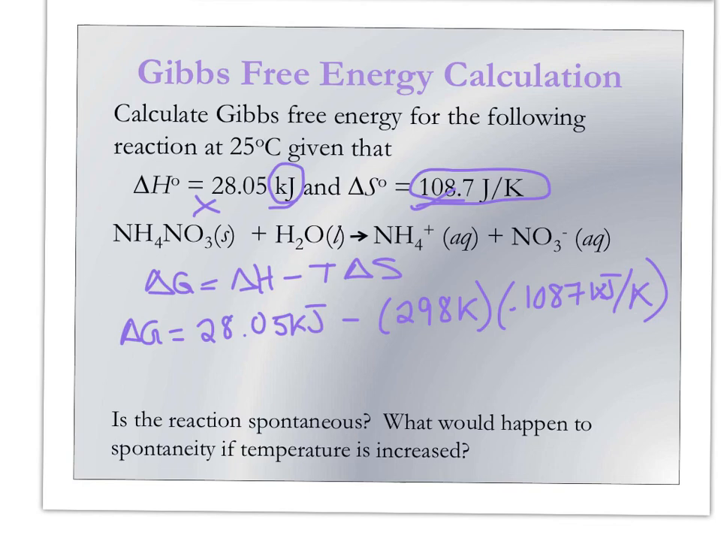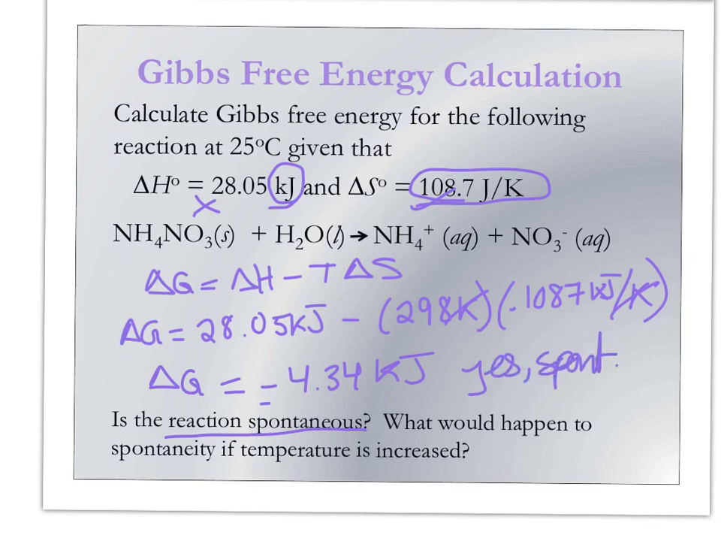For the units, this is in kilojoules right here. This is in Kelvin, and then kilojoules per Kelvin. Kelvin and Kelvin cancel. And so I end up with kilojoules minus kilojoules, which ends up in kilojoules. So the units for delta G is kilojoules. Delta G ends up being negative 4.34 kilojoules. So what does that tell us? Is the reaction spontaneous? Yes, spontaneous. Because delta G is negative.